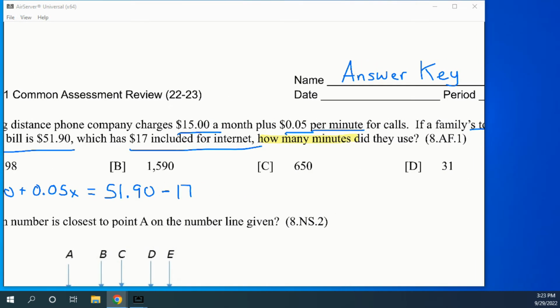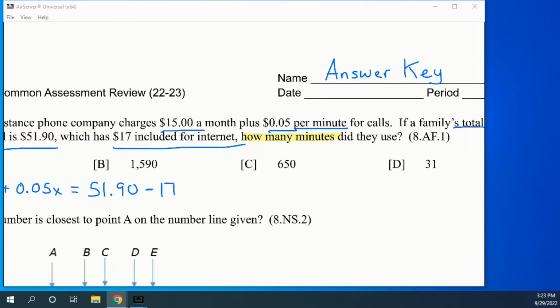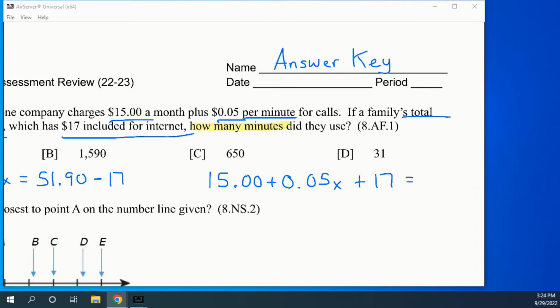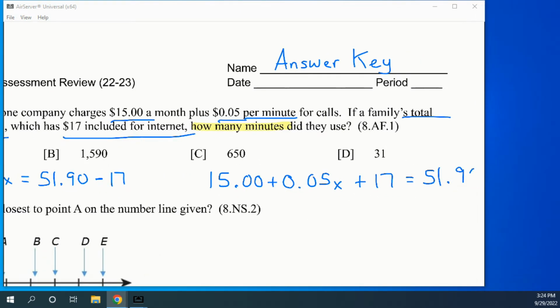Another way I saw it was basically, and this is how I told you guys to do this during the equations unit. Typically for equations, you're going to have a total, and then you're going to have what makes up that total. So another way to do this is what makes up that total: the $15 plus the 5 cents per minute, and then also the $17 makes that up. And that is going to equal the total bill of $51.90. So there's that. Okay, so two ways to kind of set this up.